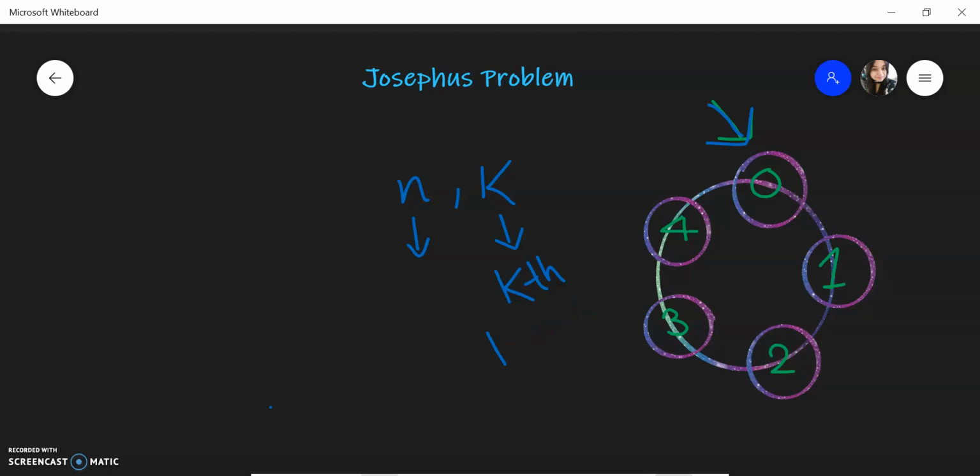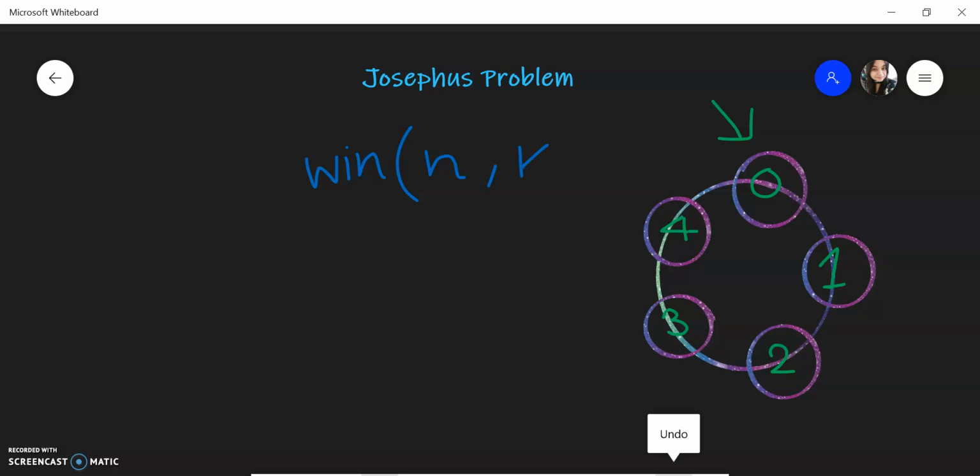So the solution is pretty simple. We'll be using recursion to find out the solution. So for recursion, we will have a function, say win, and it will take two parameters n and k. Okay, so now you know, right, in recursion we need to find a base condition. So let us look at what base condition we can have here.